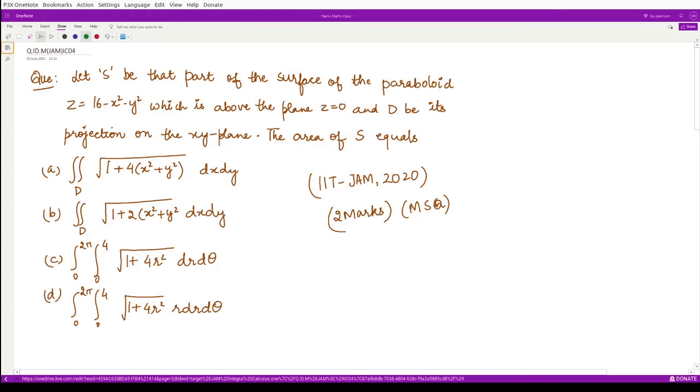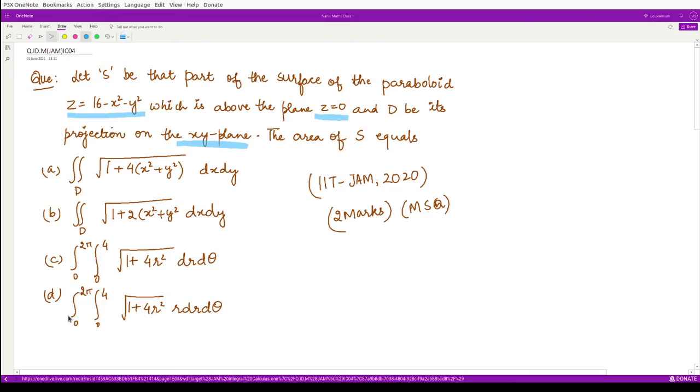So today we'll be discussing this question which says that if S be that part of the surface of the paraboloid whose equation is given to be z is equal to 16 minus x square minus y square, which is above the plane z is equal to 0, and D be its projection on the xy plane. Then they are asking what is the area of S among all these four.